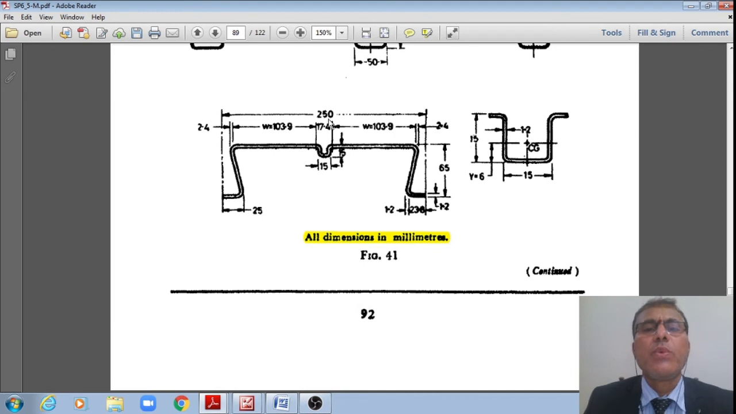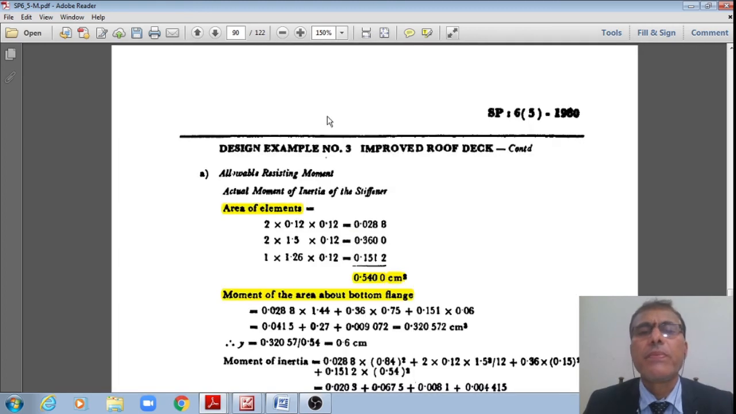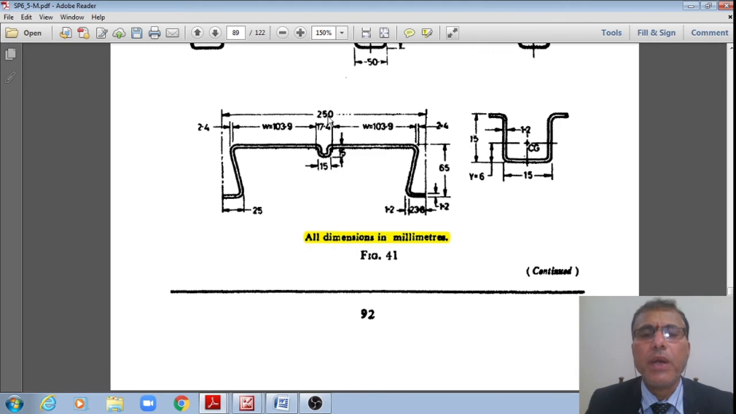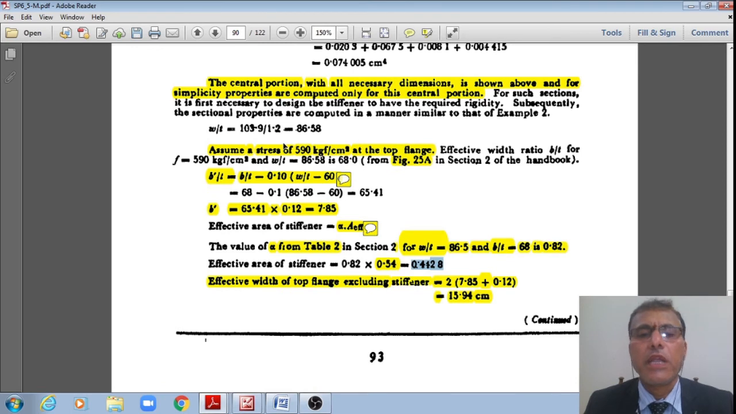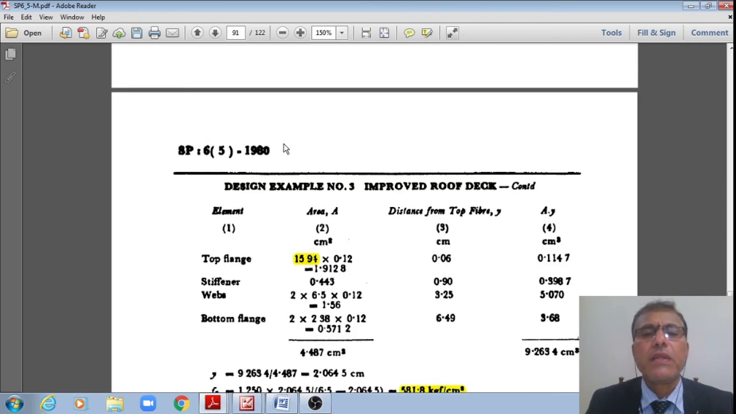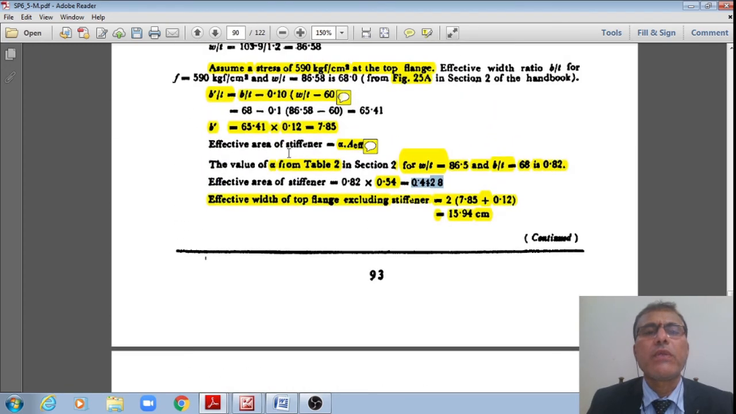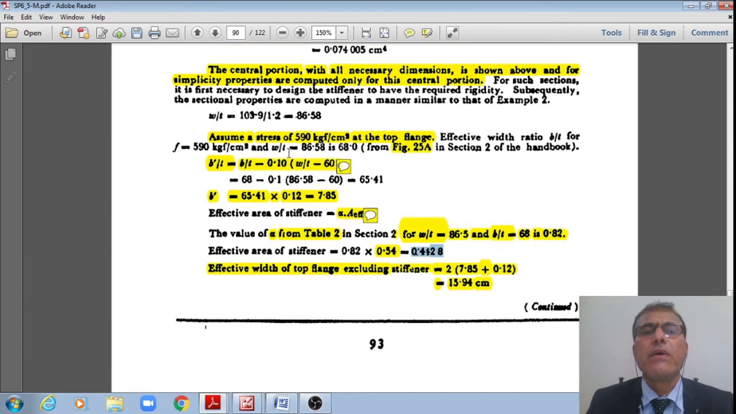Out of this 25 centimeter, 15.94 is only effective. That much is only effective, excluding the stiffeners. Therefore, that is how the calculation goes.